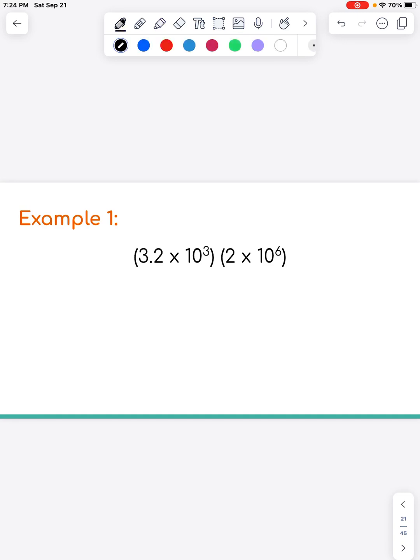So first step, I'm going to multiply my factors. So 3.2 times 2. Then I'm going to multiply my powers. 10 to the 3rd times 10 to the 6th. 3.2 times 2 is going to leave me with 6.4.